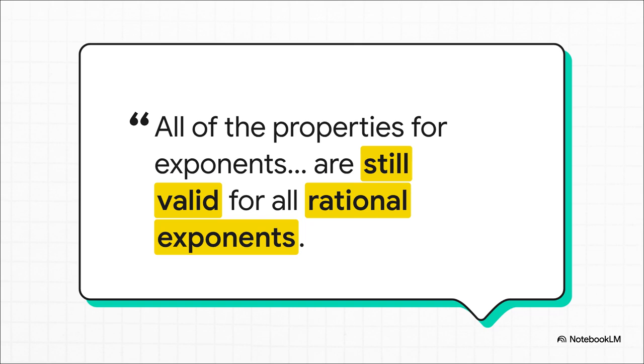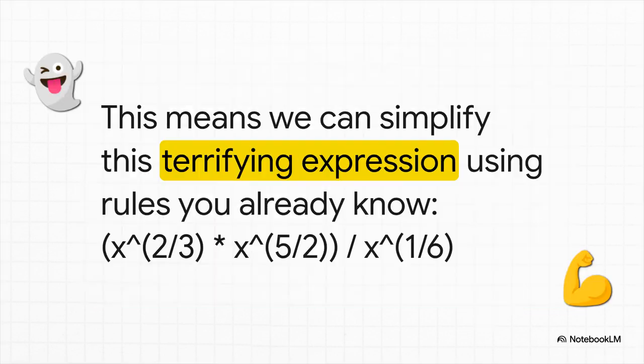All those exponent rules you learned for regular numbers, when you multiply, you add the exponents, when you divide, you subtract, they all still work perfectly. And what that means is we can take something that looks absolutely horrifying like this. I mean, imagine trying to solve this using a bunch of nested radical signs. It would be a total mess. But with our new exponent notation, it's actually kind of easy.